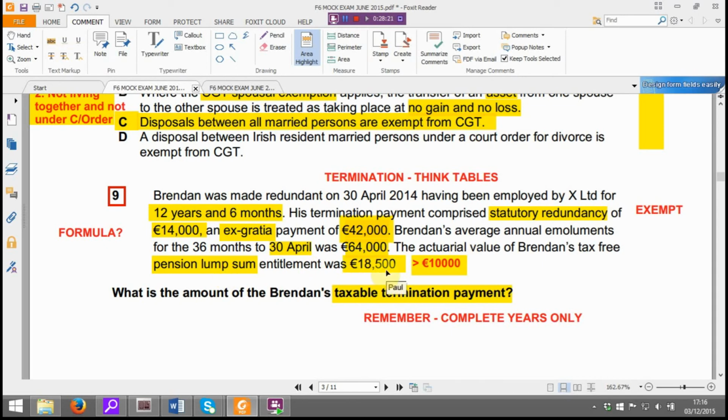So really what we've got here is, and I'd certainly refer you to your tables in this respect, because all the information is there in order for us to get this question right and to make sure that we avoid the little tricks and traps that they've set for us. So really what we've got to do here is look at the payments that he's received. There are only two of them, statutory redundancy and an ex gratia payment of 42, and say, okay, which groups do they fall into? How are we going to deal with them?